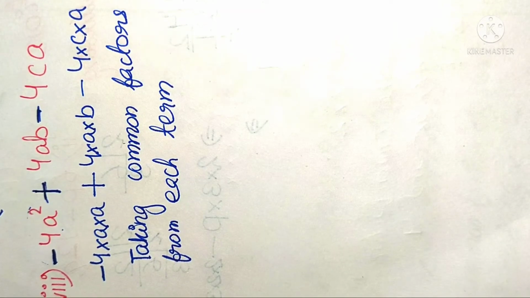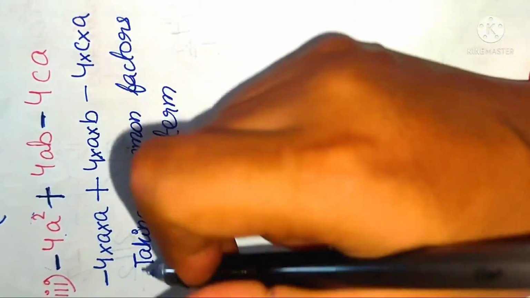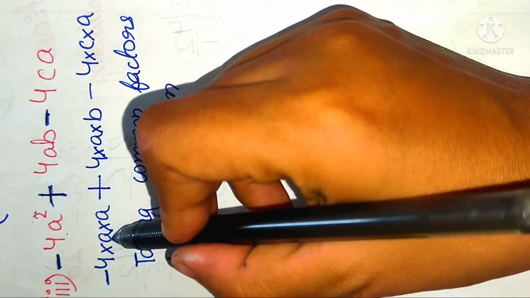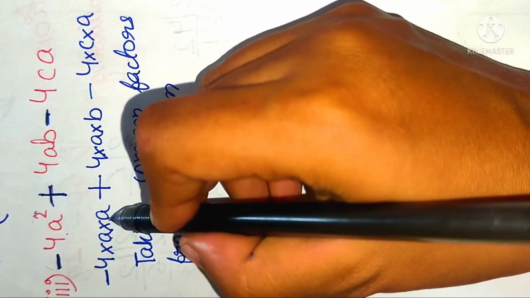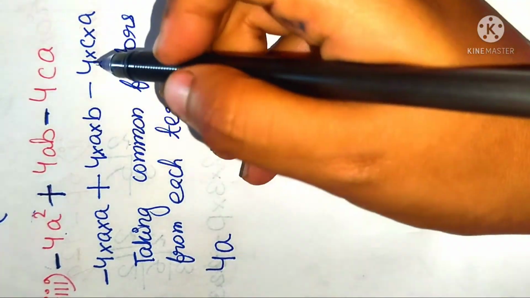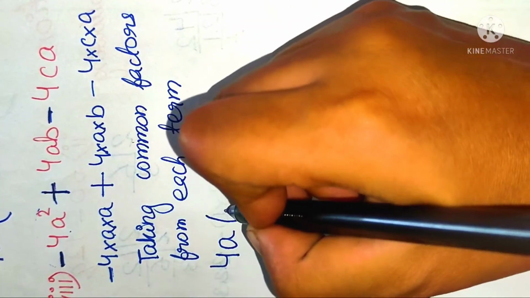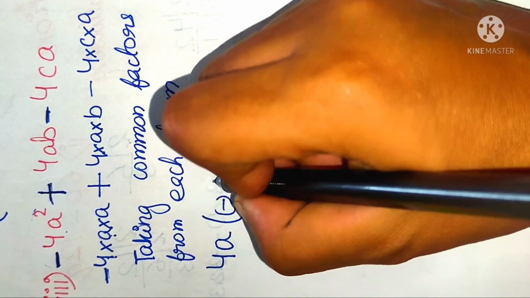Now taking common factors from each term, as you can see 4 is common in all the terms, so take 4 common first. Now here we have a, here a, here a, so we can take a common. Here we have another a, here we don't have any more a, so we will stop here. So minus will be remaining. We have taken this 4 and a, we are left with another a here.